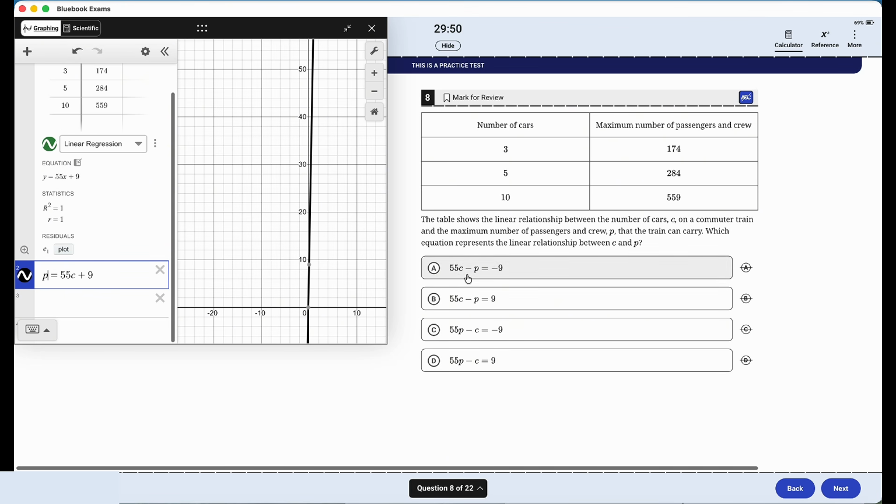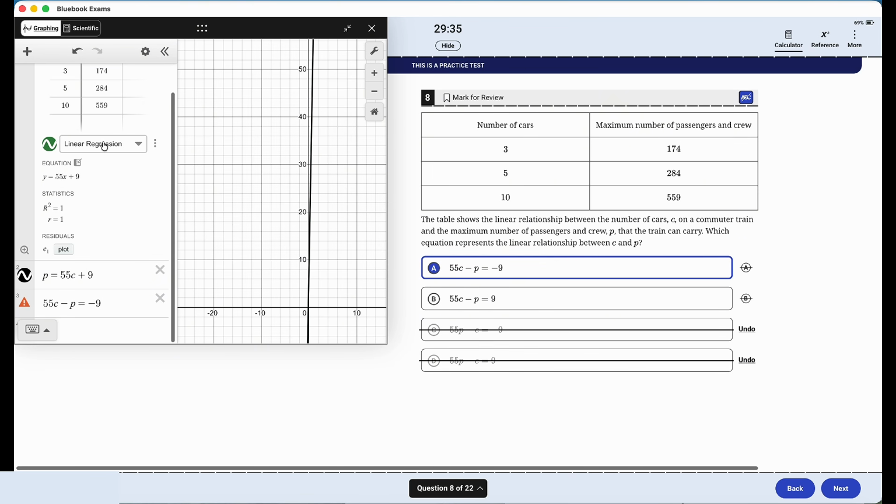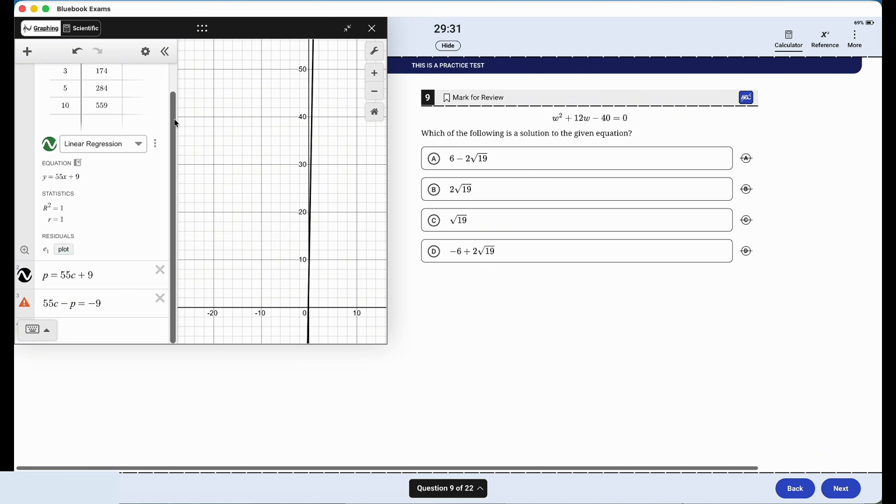So you see right away, if you replace those variables, you know it's A or B, because it's got to be 55C. And so what they did is they moved the P over to this side, so it's 55C minus P, and then you've got to move the 9 to the other side, so it's negative 9. So you can take that regression thing again, just swap the variables and rearrange it a bit.